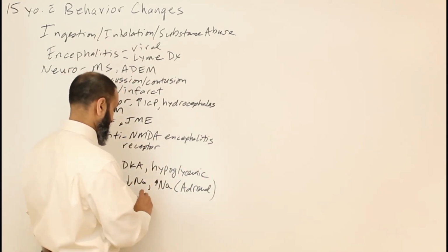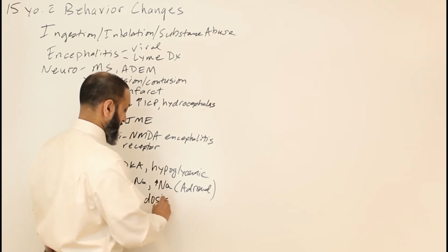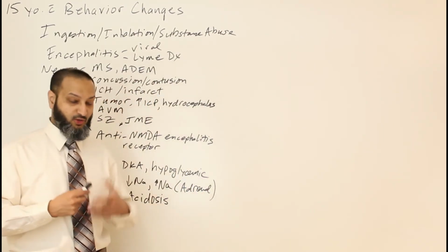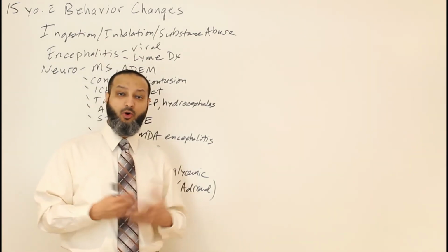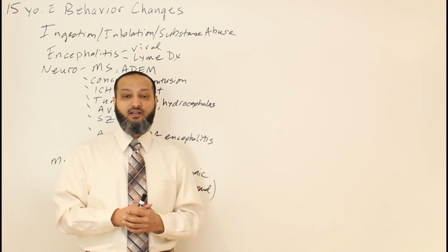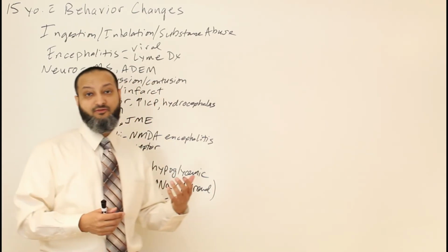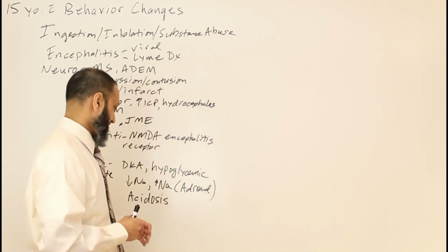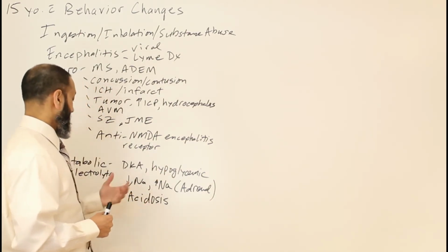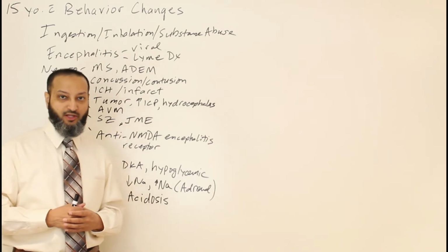So any type of acidosis, whether it's metabolic acidosis or ketoacidosis, or some sort of lactic acidosis from dehydration, or any other inborn error of metabolism, so organic acidemias, and other amino acid defects that cause you to have acidosis, that can prompt electrolyte imbalances and behavioral changes as well.